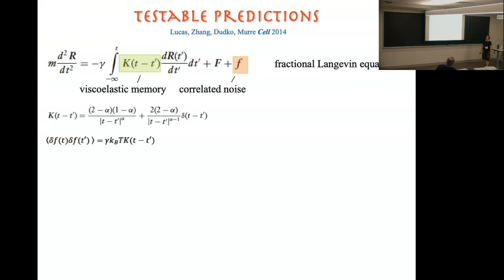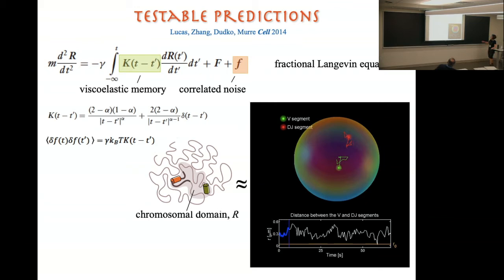So this is how a simple simulation setup looks. We have two Brownian particles representing V and DJ segments. They are moving according to the fractional Langevin equations. So these are not particles moving in a vacuum, right? These are monomers that form a chain, moving in a crowded viscoelastic environment, where the polymer nature and the viscoelasticity are accounted for by this memory kernel.